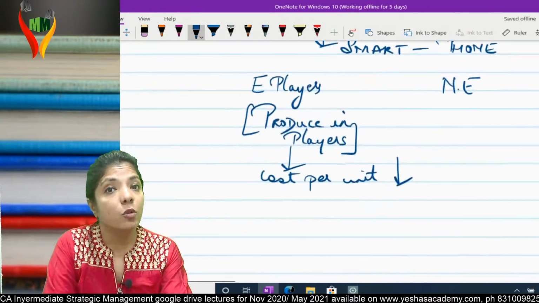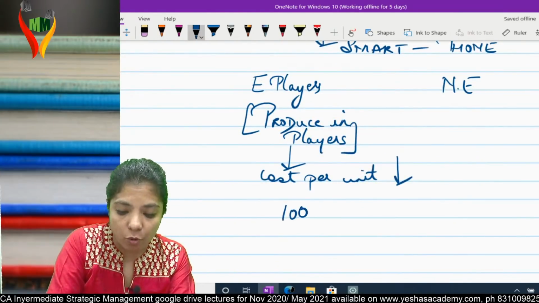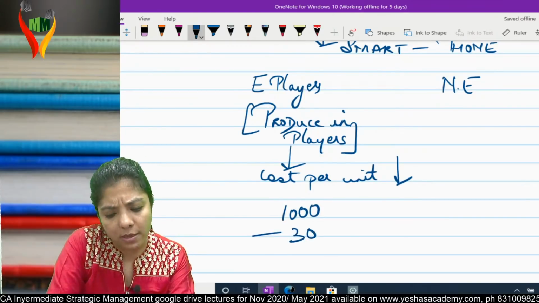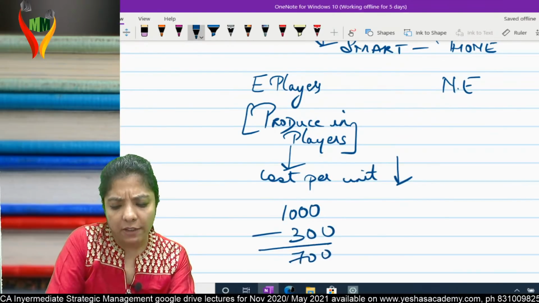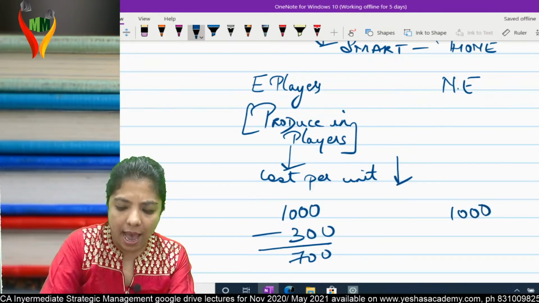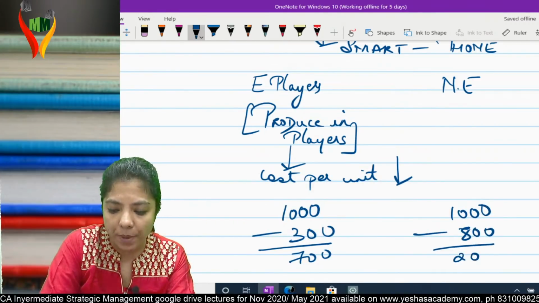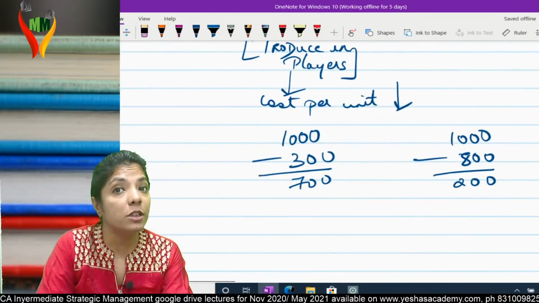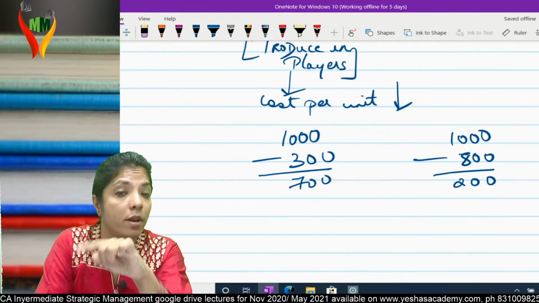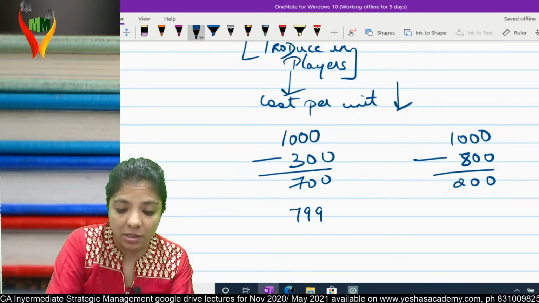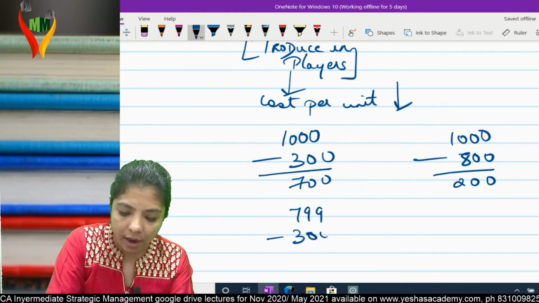Am I clear? So what am I going to do? Suppose I'm selling at 1000 rupees. My cost is 300 rupees. My profit is 700 rupees. If he is also selling at 1000 rupees and his cost is 800 rupees, his profit is 200 rupees, what will I do? I will reduce my selling price below his cost price.